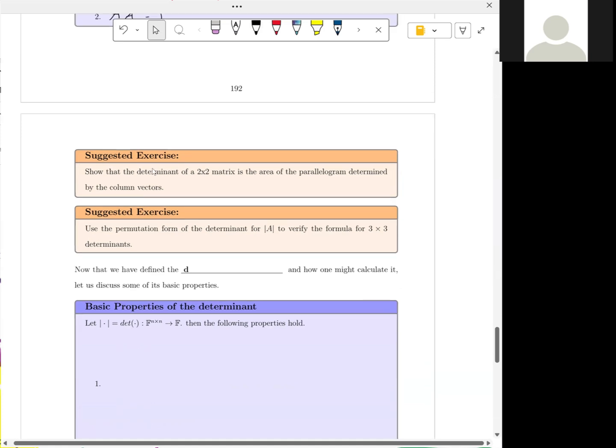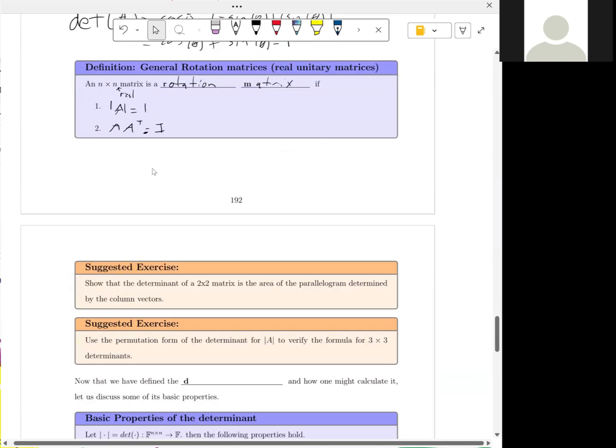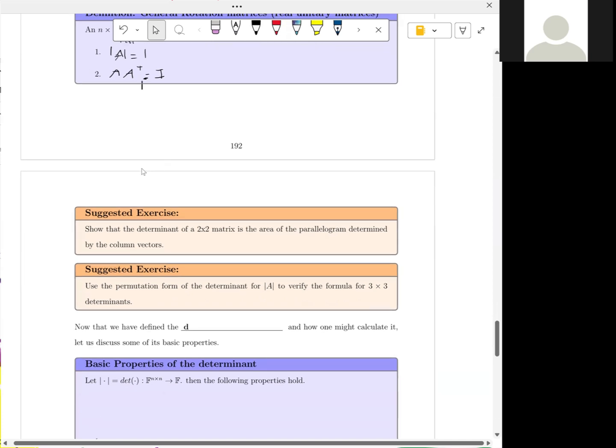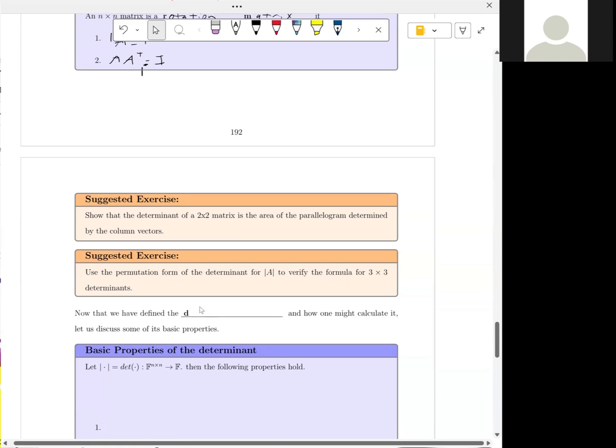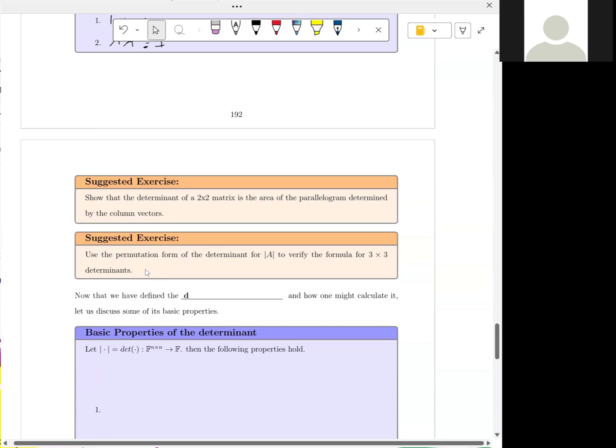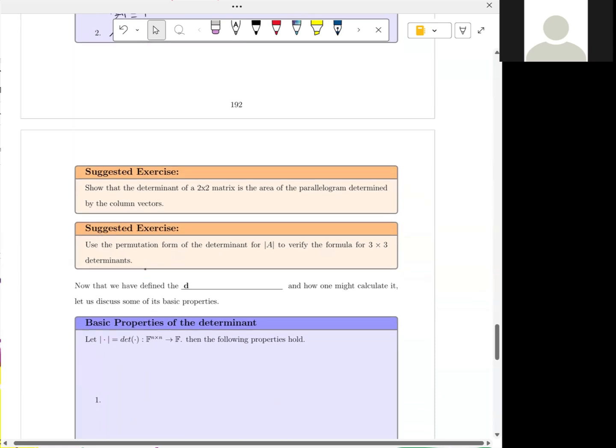As a suggested exercise, we can use our definition of the determinant to show that the area of the parallelogram defined by the columns is the determinant function. And as a suggested exercise, which is also your homework question, is to verify the determinant formula for 3x3 matrices using this permutation matrix.